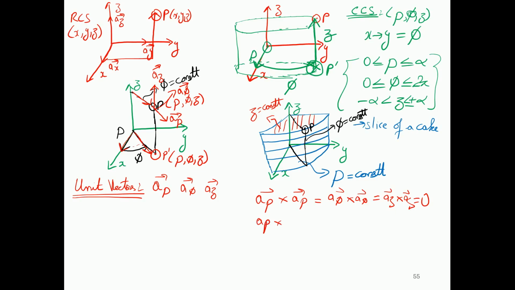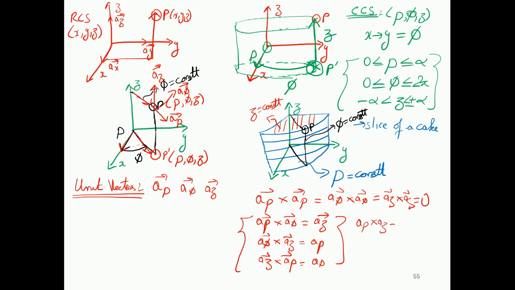If we have a rho into a phi, the output is the third vector. A phi cross product with AZ comes out to be A rho. AZ with A phi comes out to be A phi. All these are vectors, the representation of unit vectors in terms of the cross product. Similarly, if I take A rho with AZ, it is going to be negative A phi. You have to remember this because it is an anti-commutative law.